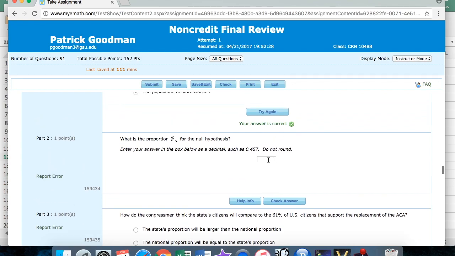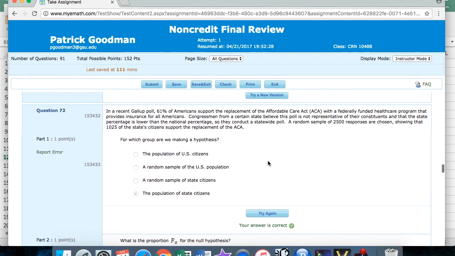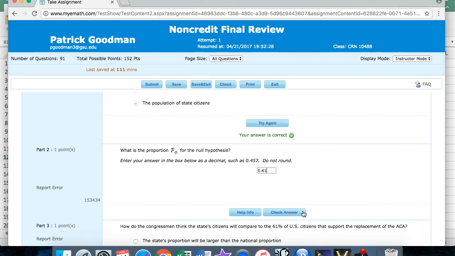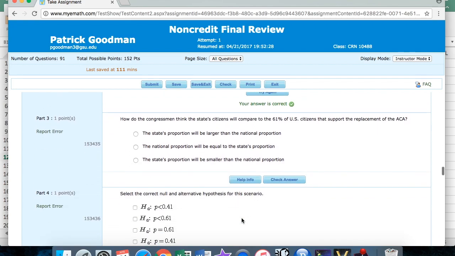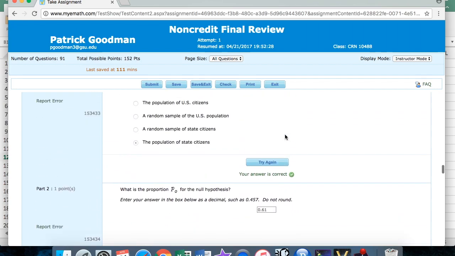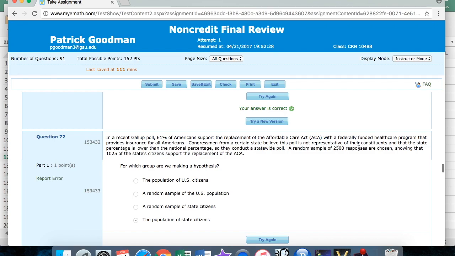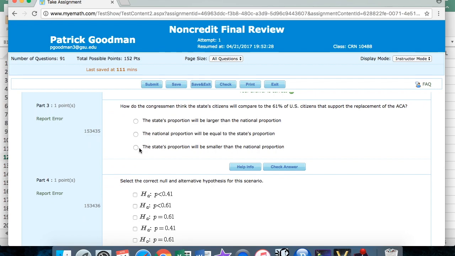Okay, so what is the proportion p0 for the null hypothesis? This just means what is my p equal to in the null hypothesis? Remember, in your null hypothesis, it's always what is believed to be true. Here it says the state proportion is the same as the federal proportion, the one that's already been given, the 61%. So it'd be 0.61. That would be my proportion p0 for the null hypothesis. Now, how do the congressmen think the state citizens will compare to the 61% of U.S. citizens that support the replacement of the ACA? This is asking what the claim is, what your alternative hypothesis is about. They believe the poll is not representative, and that the state percentage is lower than the national percentage. So they think the state's proportion will be smaller than the national proportion.